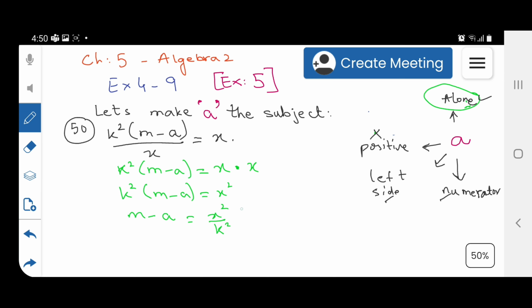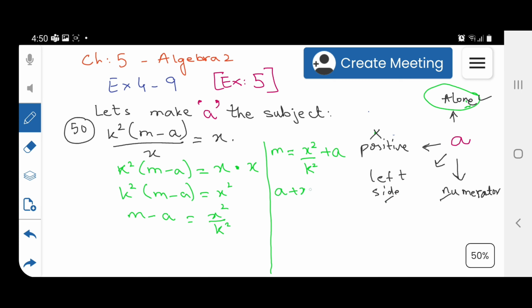So on the other side it will become addition. So let's try both of the methods. Let's see if we get the same answer or not. If I first send it on the other side, it will be like m equals x square upon k square plus a. And now it is positive, but it is on the right side, so just switch the sides.